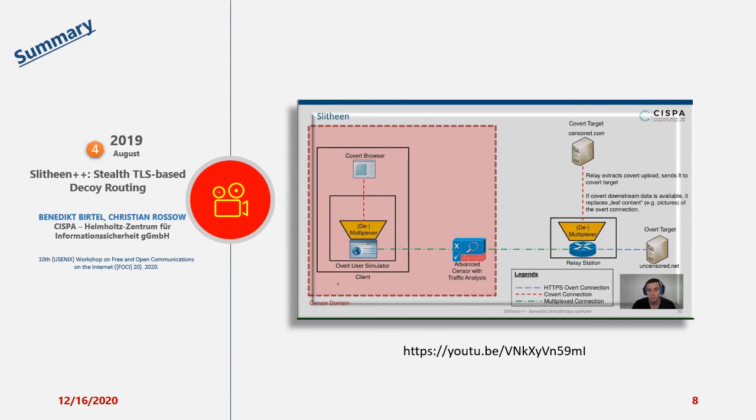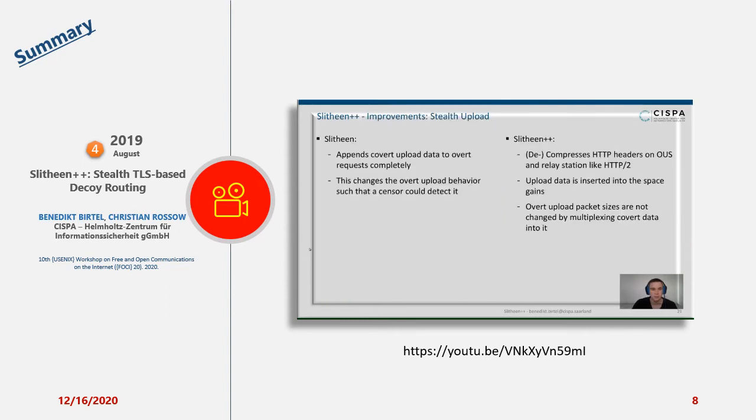Although the idea of Slitheen seems to fit the requirements of a modern circumvention tool, the authors left open key challenges that were tackled by Slitheen++. The Slitheen upload was not stealthily implemented, as it did append covert messages to overt requests and thereby changed the overt upload behavior. Slitheen++ uses an HTTP2 header compression on the OUS and its counterpart on the relay station and uses the space gains to place covert upload data, keeping the characteristics of the overt upload.